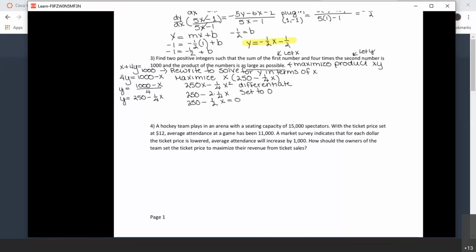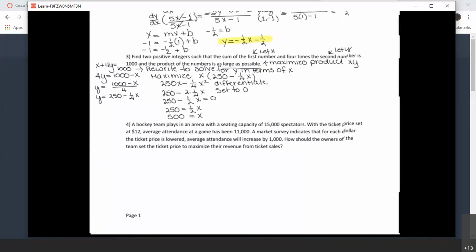Okay, everybody good with that so far? Now what I'm going to do is add the 1/2 x to both sides. So I get 250 equals 1/2 x. Now in order to solve for x, I need to multiply both sides by 2, right? 1/2 times 2 is 1, so I'll have 1x on the right, and 250 times 2 gives me 500. There's one of my numbers.